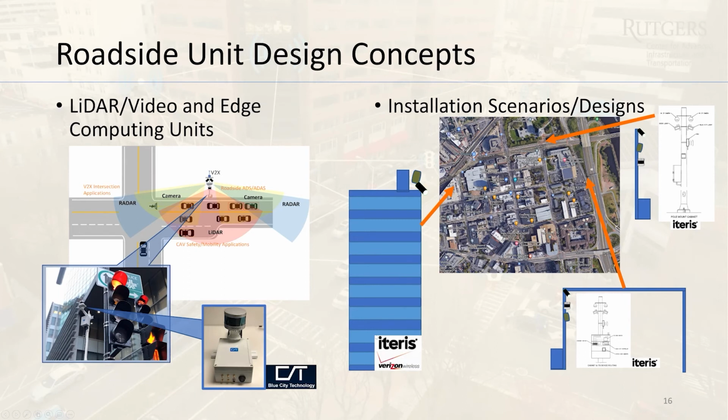There are different ways of installing the proposed instrumentation: installing at light poles and signal poles, and installing at freeway gantries. We're also working with Iteris and Verizon to identify locations where we can put rooftop cameras, toward collecting traffic data with much less occlusion.